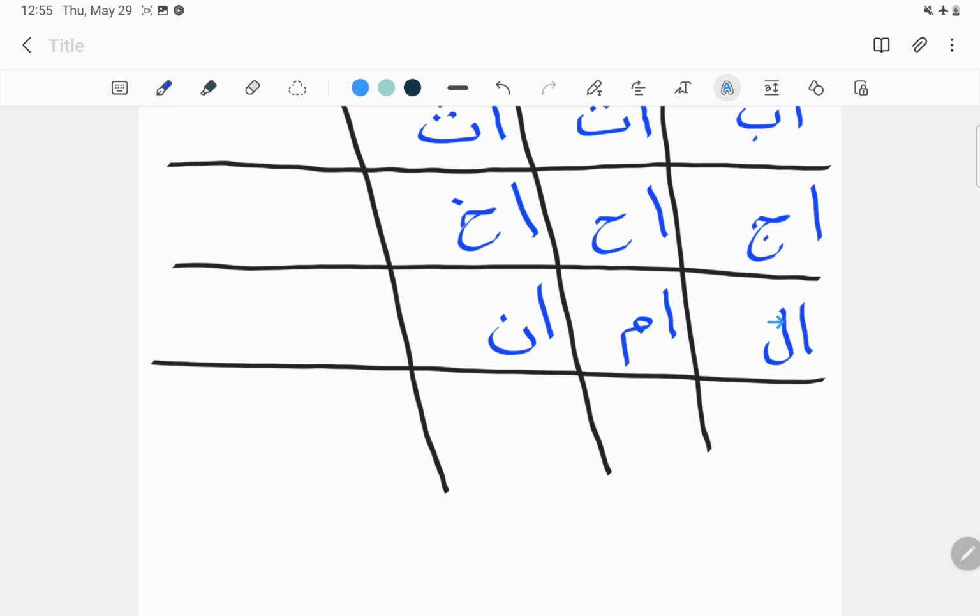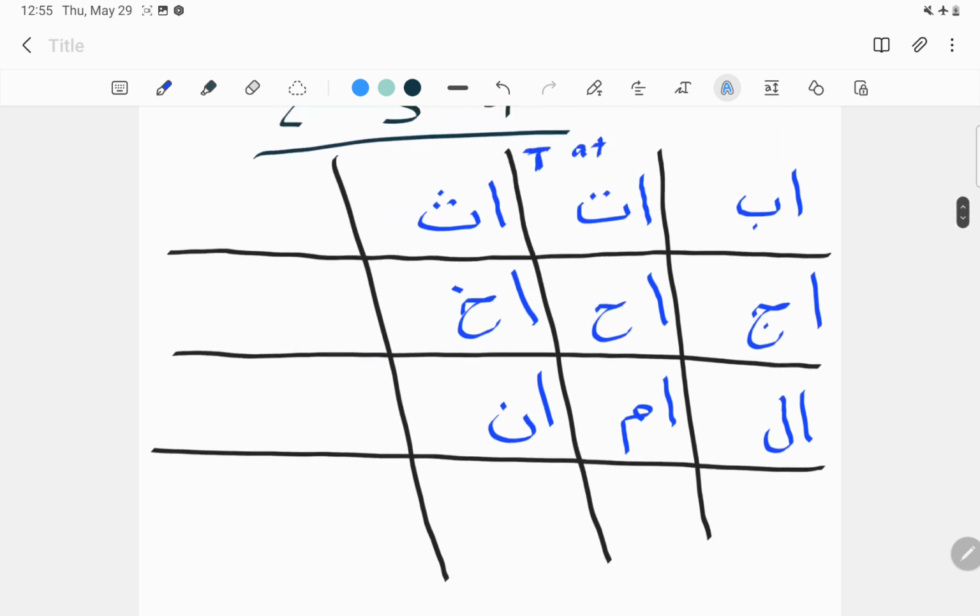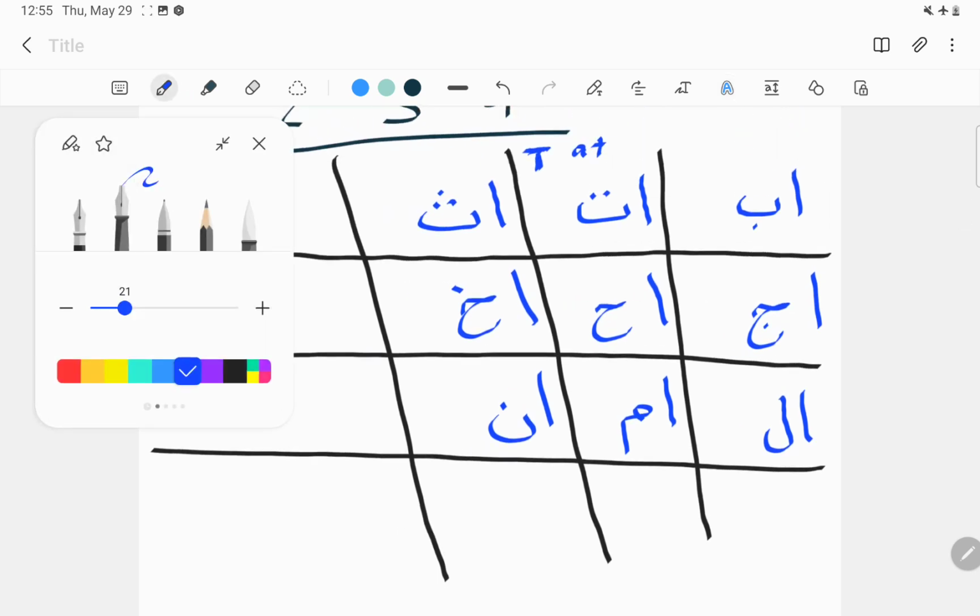A, la. We pronounce it al. The letter alif, as you notice, always sounds like a, and then you pronounce the second letter with it. Al. Here, this letter is meem, so we pronounce it am. This letter is noon. We pronounce it an. English wise, you got it.